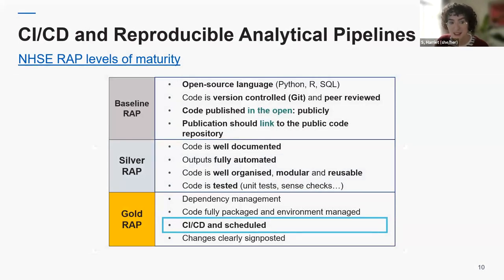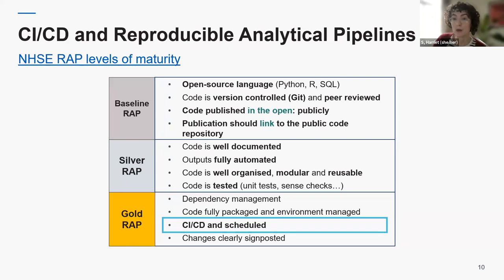If you need further convincing that CI/CD workflows would be useful for you, perhaps it's useful to think about it in the context of something called RAP. And I'm pretty confident that a lot of you will know what RAP is, because it has appeared a lot in the NHS-R community in recent months and years. But I'm not going to go into too much detail about what that is. In brief, it stands for reproducible analytical pipeline. So trying to make your analysis reproducible, so that anybody can reproduce the results that you have.